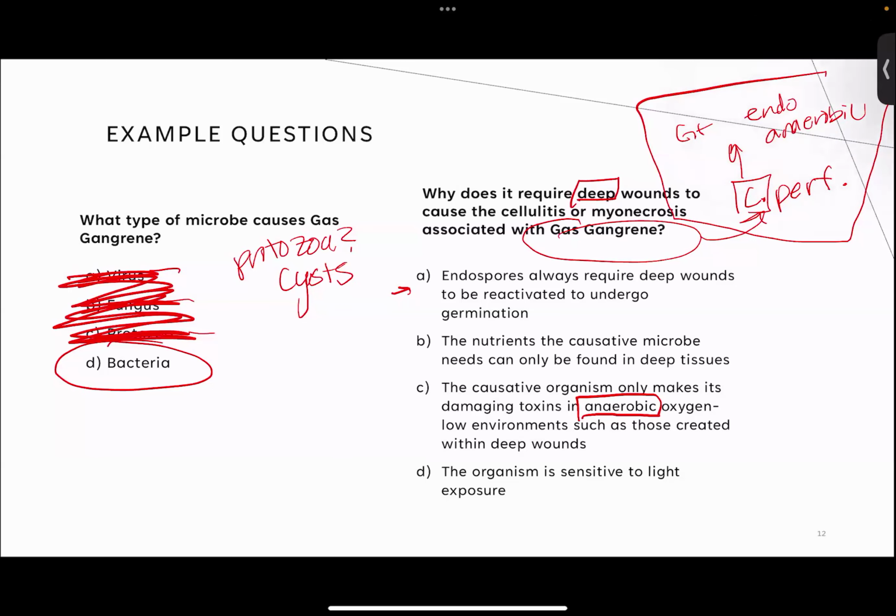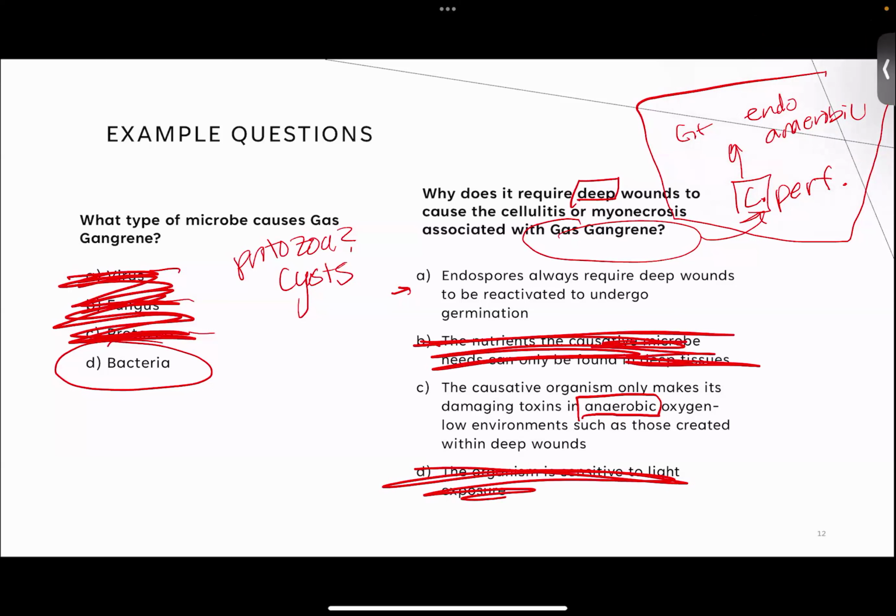So why would we worry about light exposure? That's not on our list, right? Well, you didn't talk about the nutrients only being in deep tissues either. That's not on our list. So, endospores always require deep wounds to be reactivated to undergo germination. Let's talk about it. Well, we already know C is going to be true, right? Because it's talking about anaerobic.